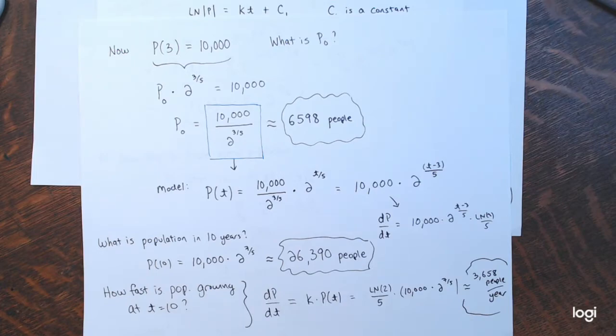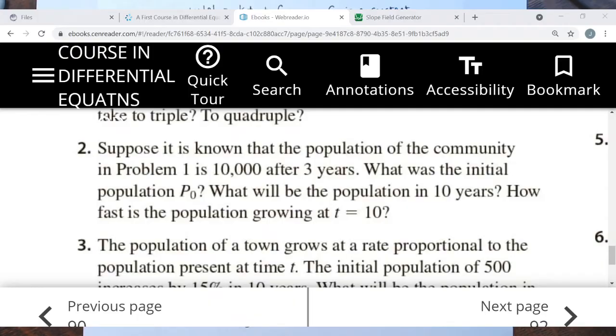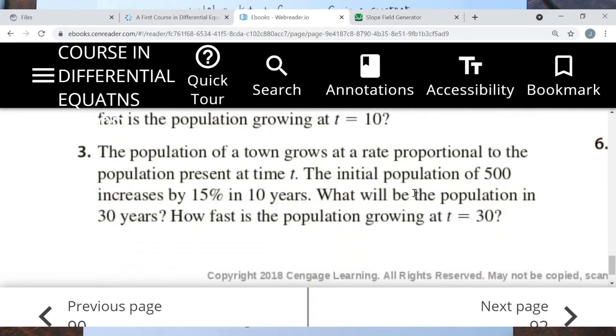Okay. All right, so those were problems 1 and 2. Again, hopefully this is making sense. And this is probably all very similar to something you saw in Calc 1 as well. I'm sure exponential growth and decay was discussed in Calculus 1 at some point.